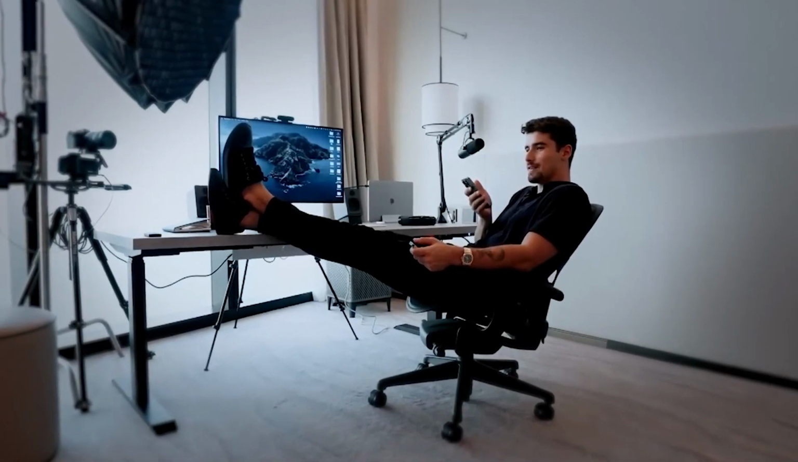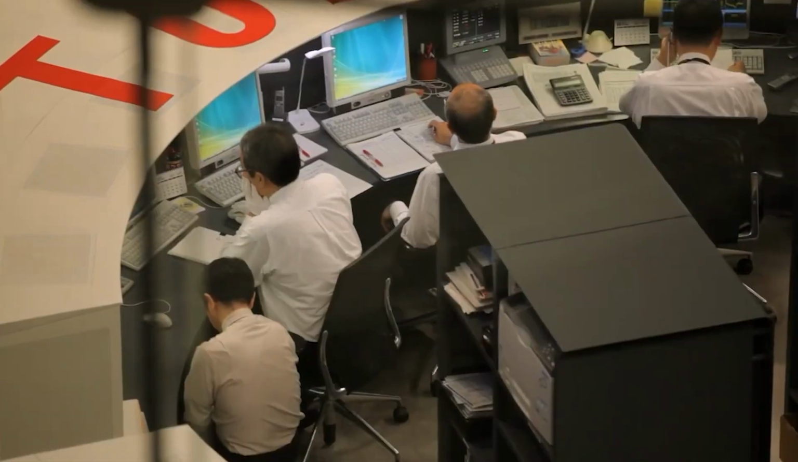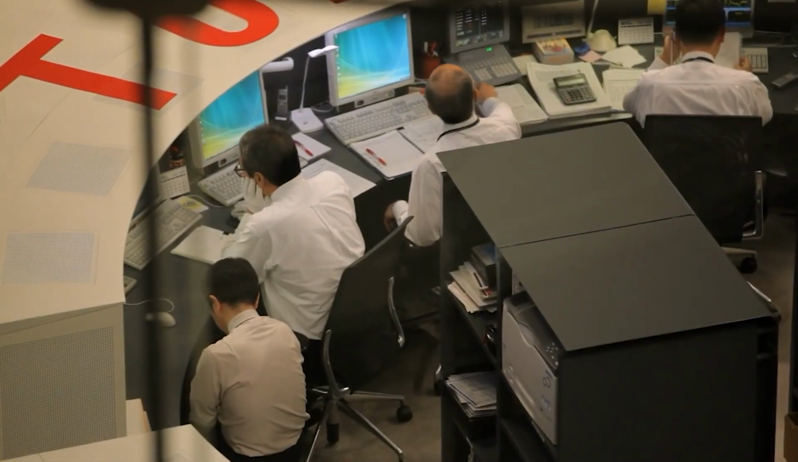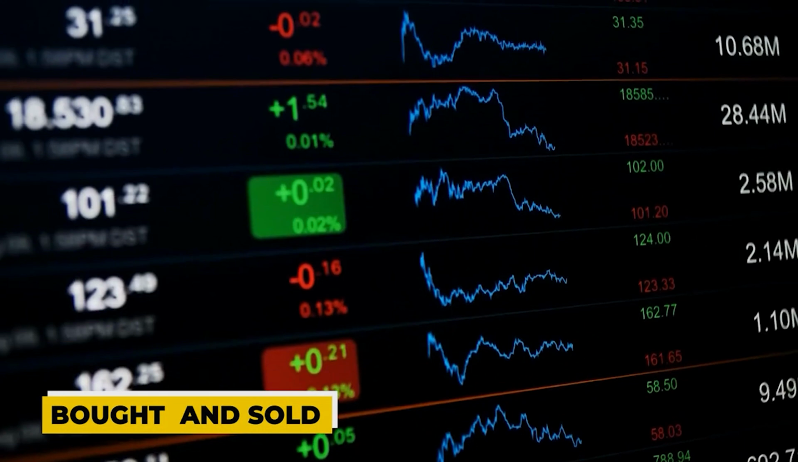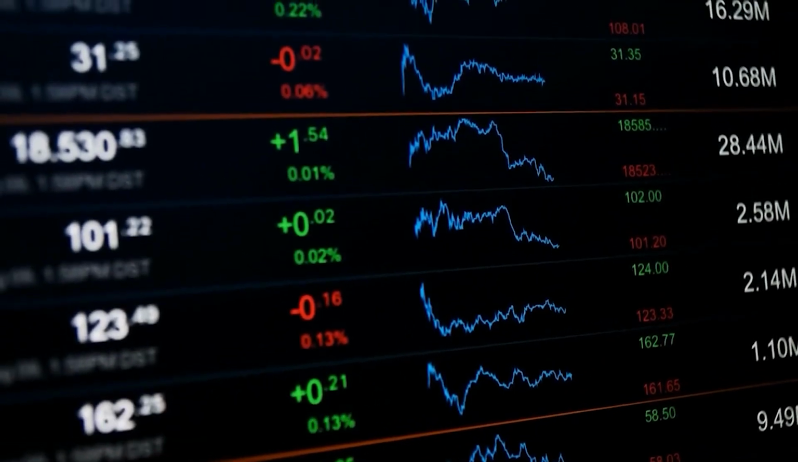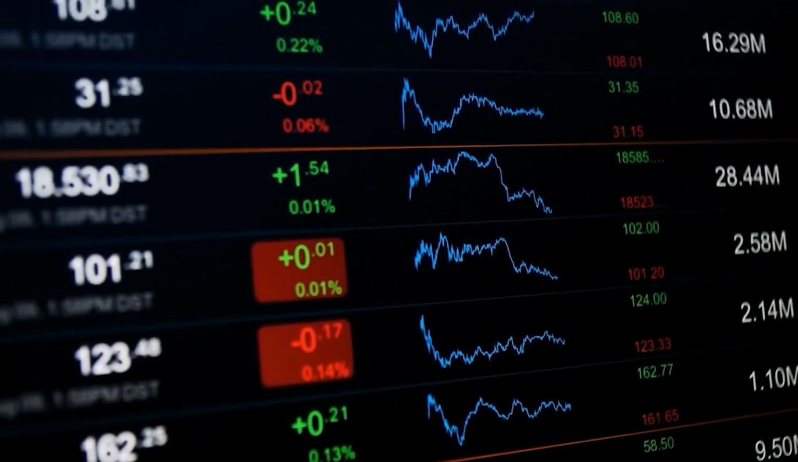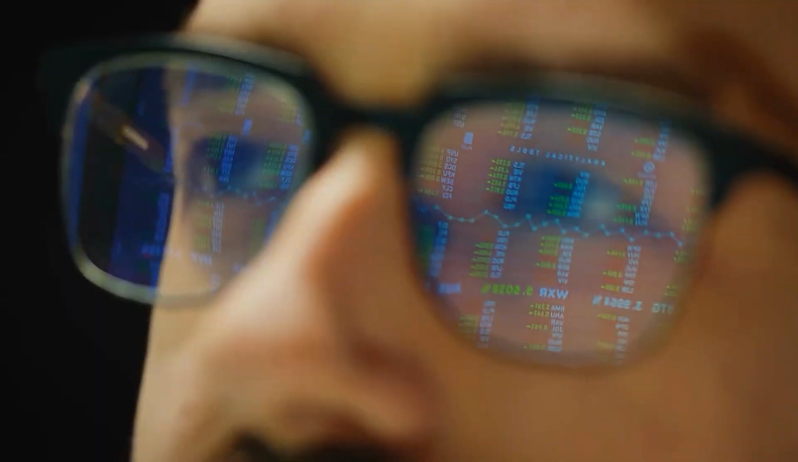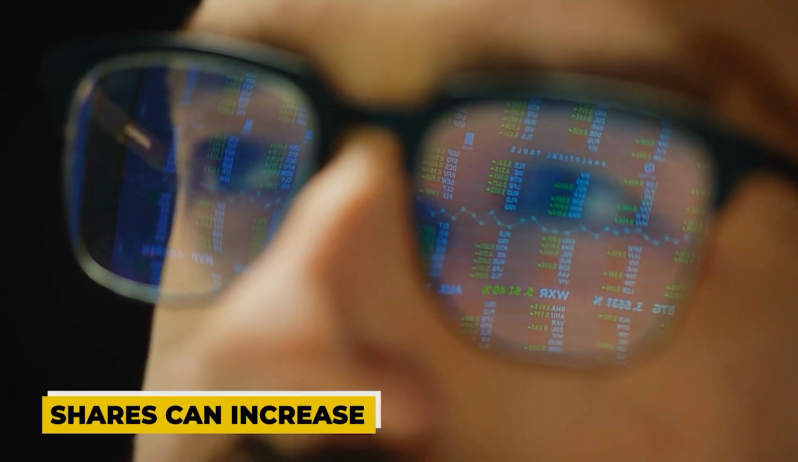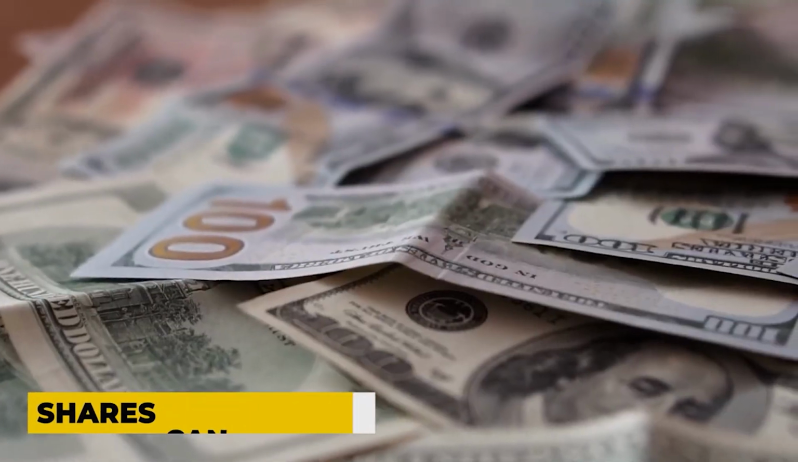What is the stock market? In simple terms, the stock market is a collection of exchanges where stocks or shares of ownership in companies are bought and sold. When you invest in a stock, you're essentially buying a small piece of ownership in the company. And if the company does well and makes a profit, the value of your shares can increase, which means you can sell them for more than you paid.